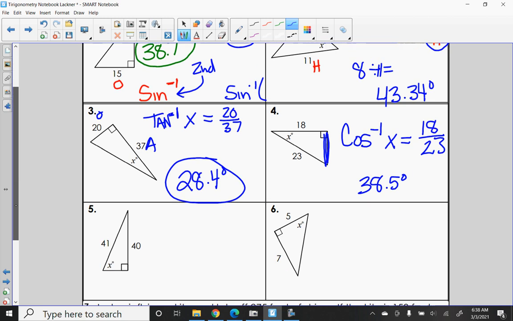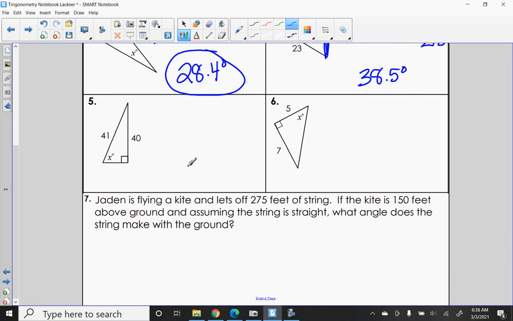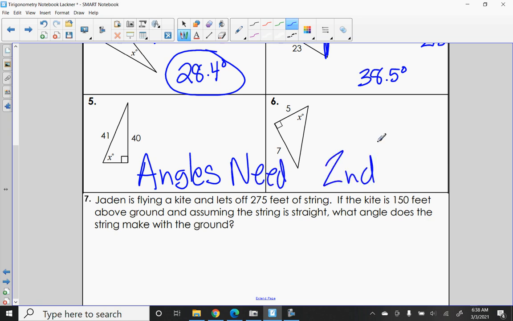All right, so write yourself a little note maybe here. To find an angle, angles need the second button. If you know what you're doing, you don't have to really worry about these 2 questions. A lot of people ask me, I don't remember when to hit the second button or when not to hit the second button. Hit the second button when we're working with angles. Okay, when you're looking for sides, we are not hitting the second button.